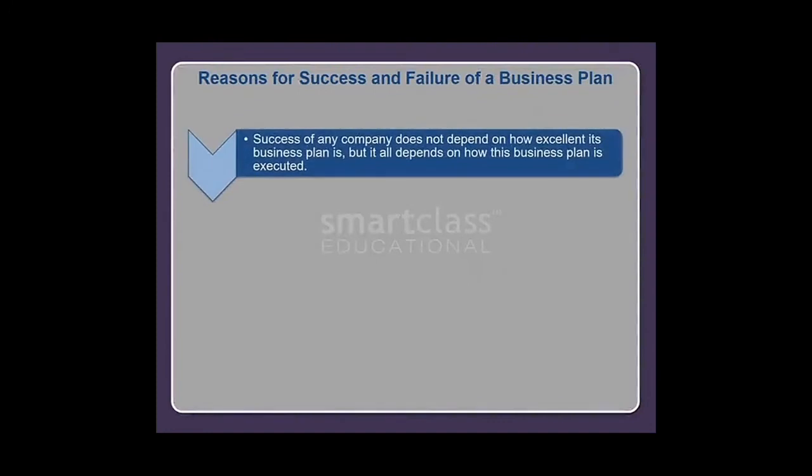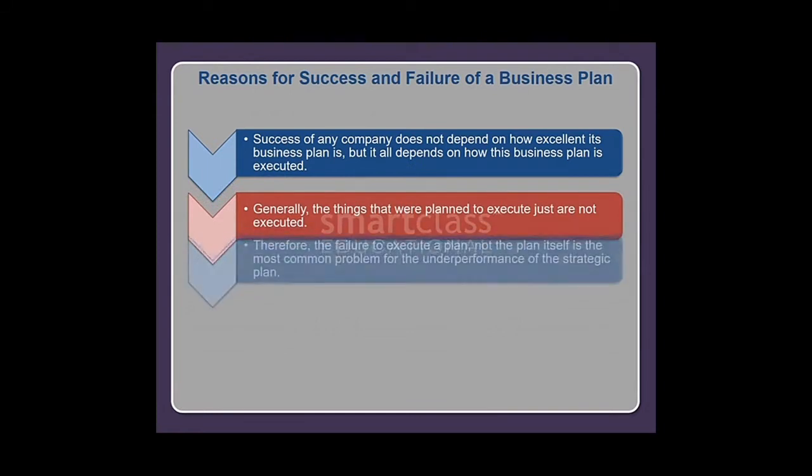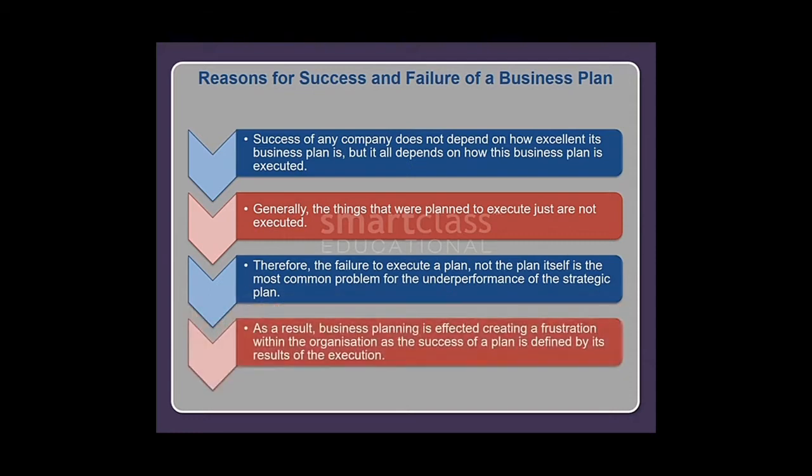Success of any company does not depend on how excellent its business plan is, but it all depends on how this business plan is executed. Generally, the things that were planned to execute just are not executed. Therefore, the failure to execute a plan, not the plan itself, is the most common problem for the underperformance of the strategic plan. As a result, business planning is affected, creating a frustration within the organization as the success of a plan is defined by its results of the execution.